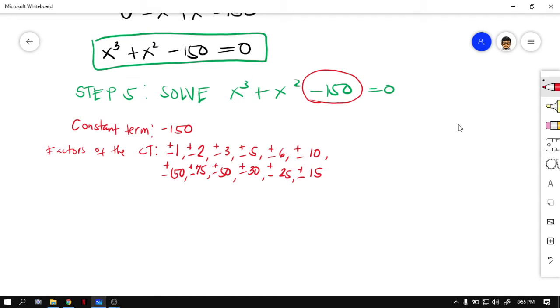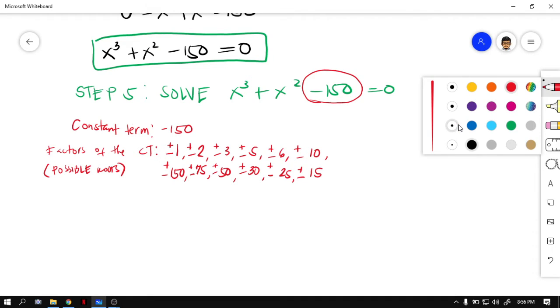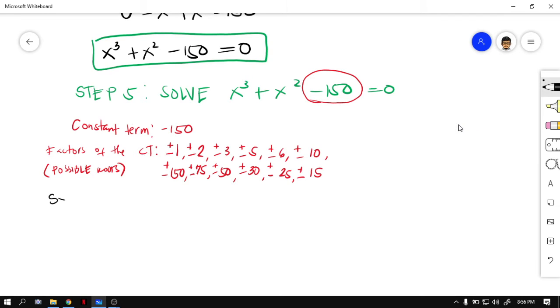Napakadami niyang possible roots. Tama? So, if those are the factors of the constant term, these are also the possible roots. Ang dami, no? Okay. If those are the possible roots, we will now use trial and error method by applying synthetic division.